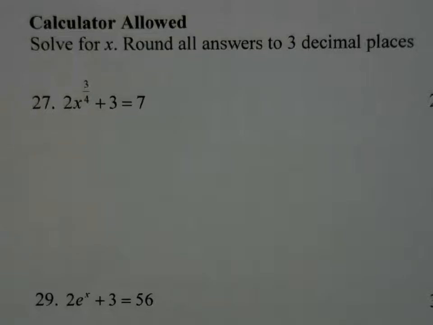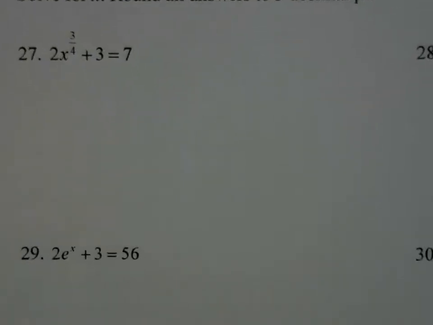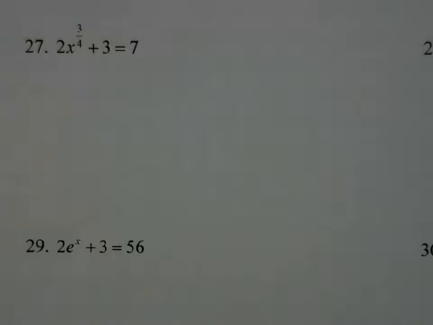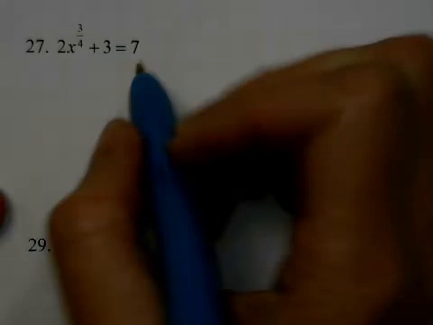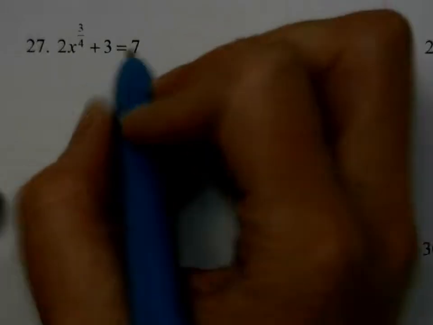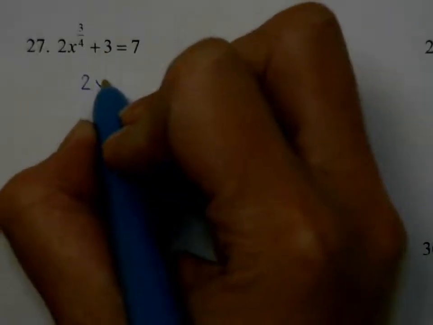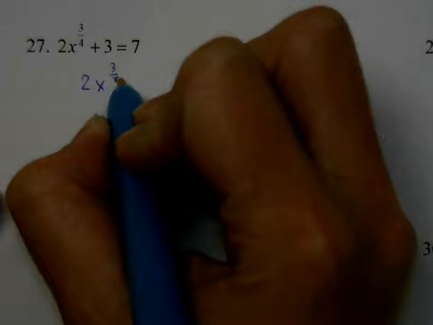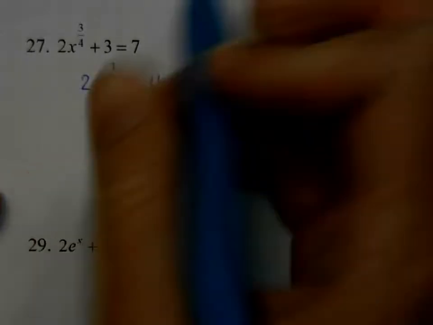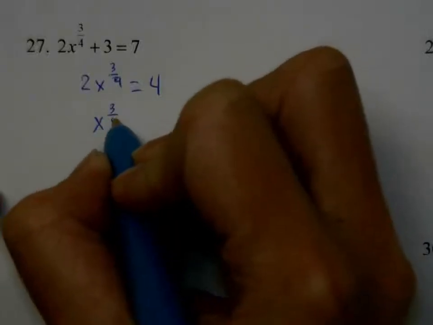Right, so we're going to solve these equations, and we want calculator accuracy, so we're going to wait till the end to use our calculator. So algebraically here, first thing we're going to do is subtract 3. Then divide by 2.